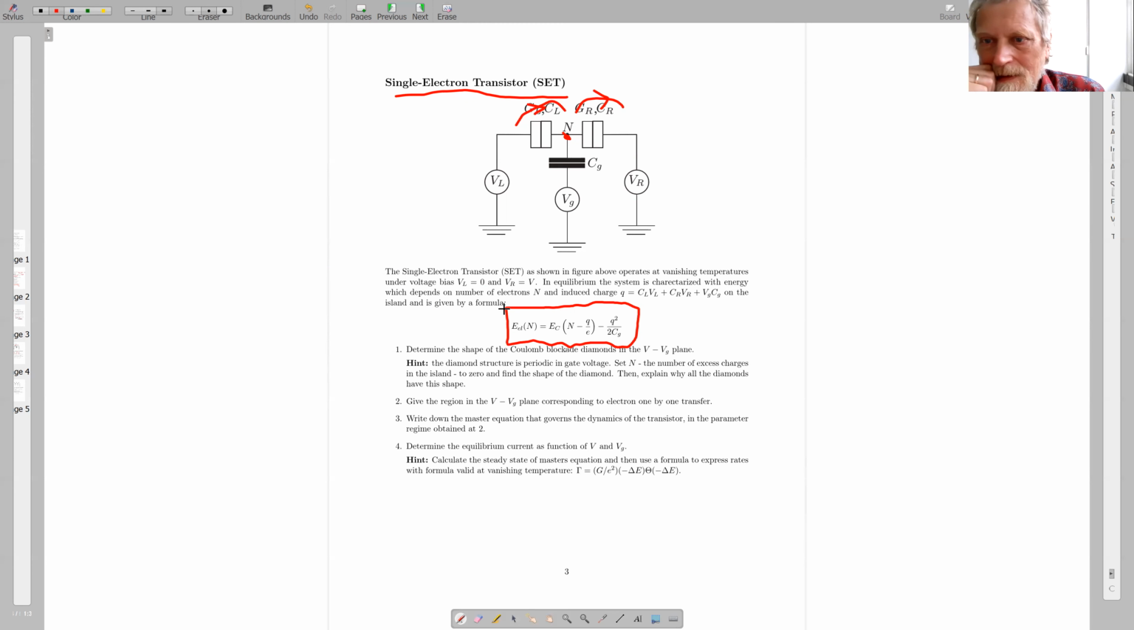So just thinking about what is the electrostatic energy.